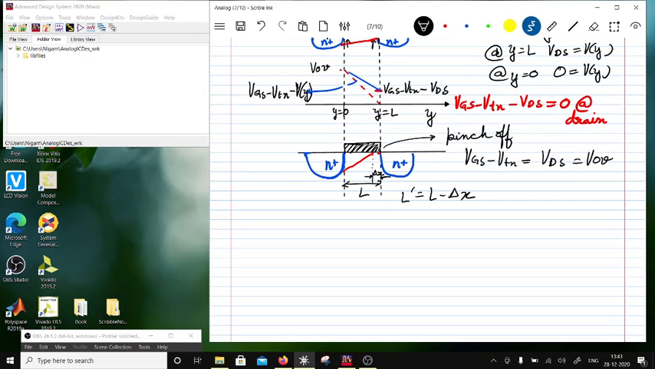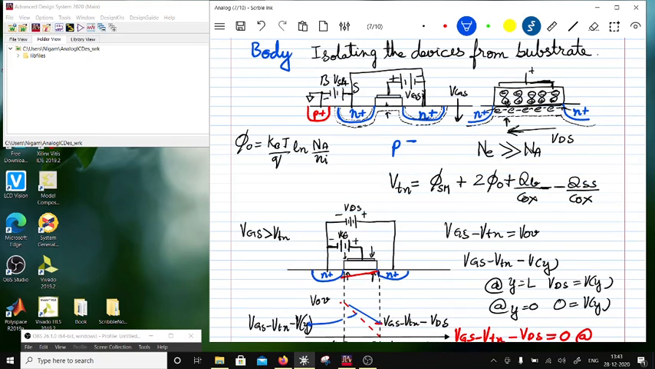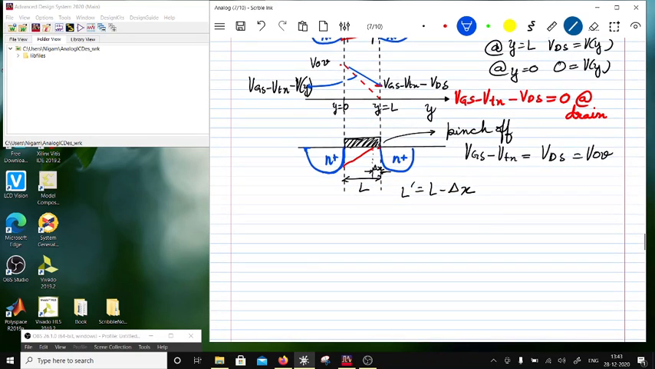Now up till now what we have done is we have figured out when the channel is formed, so when VGS is greater than the threshold voltage VTN. So we have done threshold voltage, and this threshold voltage is this quantity. Next we are going to look at the drain current, and we are assuming for this treatment that the channel is already formed.